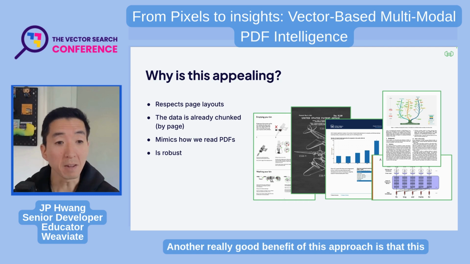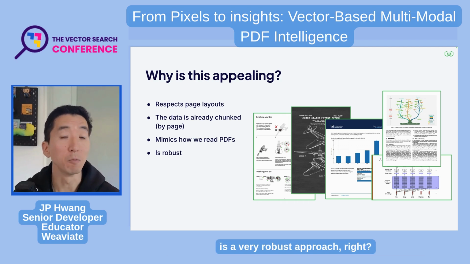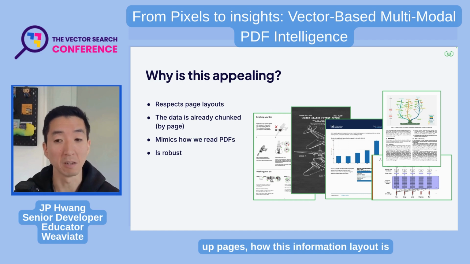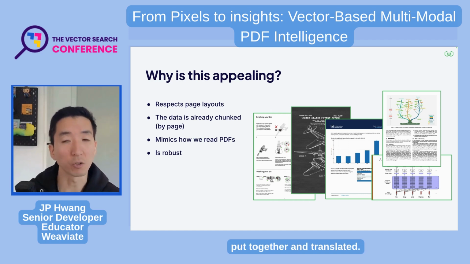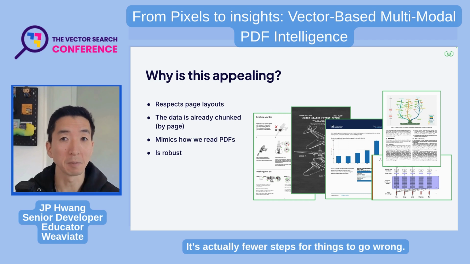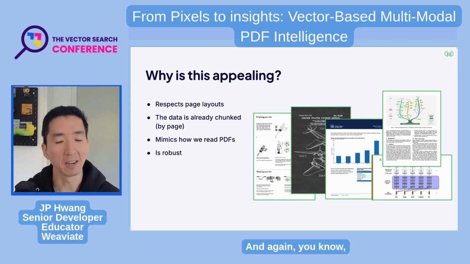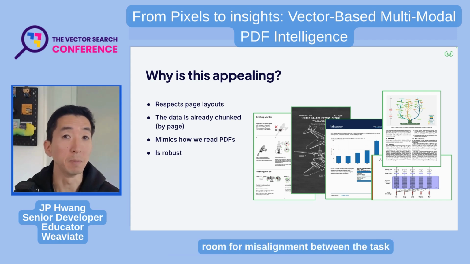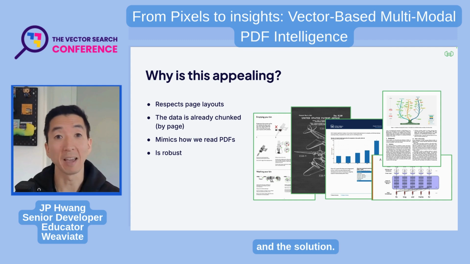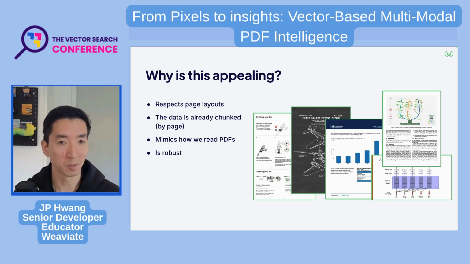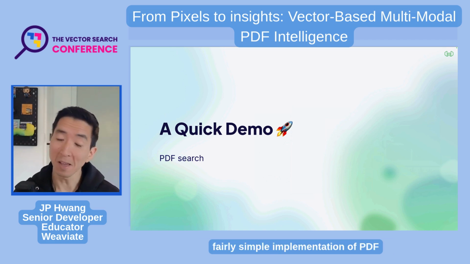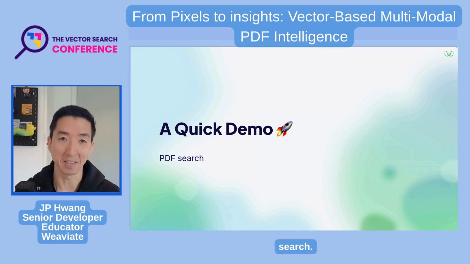Another really good benefit of this approach is that this is a very robust approach, right? Because we don't have to make these decisions about how to chunk up pages, how this information layout is put together and translate it. It's actually fewer steps for things to go wrong. And again, that means there's fewer room for mistakes and fewer room for misalignment between the task and the solution. So let's have a very quick demo of one such fairly simple implementation of PDF search.